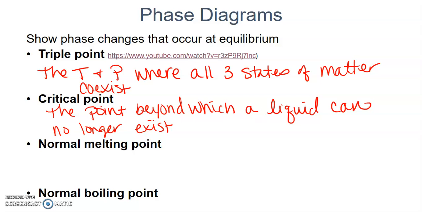And the next vocabulary term that you need to be aware of when it comes to phase diagrams is the normal melting point or the normal boiling point. We already talked about yesterday what a melting point is, so that's the transition from a solid to a liquid, and boiling is from a liquid to a gas, but normal is the new part. So whenever in chemistry you see the word normal, that refers to the pressure being 1 atmosphere. And so the normal melting point is the melting temperature of a substance when the pressure is 1 atmosphere.